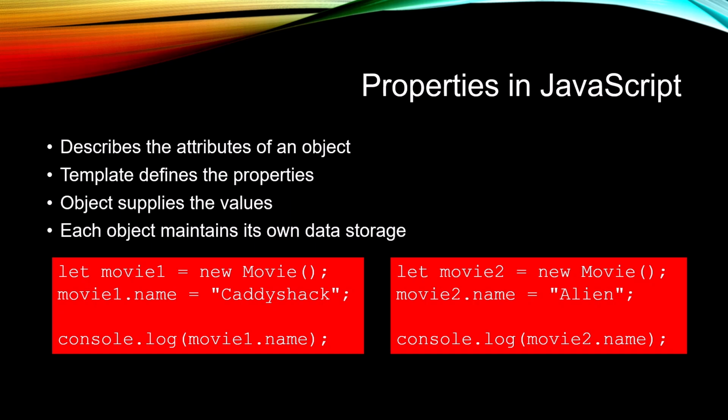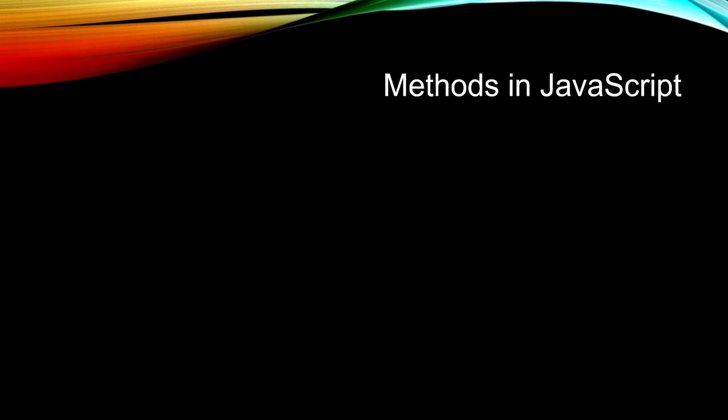I also can have another variable, let movie2 equal new Movie, movie2.name. So now I'm accessing that name property and I'm setting it equal to Alien. And then again, that has that value contained within that name property, which is different from the name property in movie1. And so both of them, when I spin them out on the console window, will give me those two different values. When we talk about methods in JavaScript, we're talking about functions that are defined within that class.